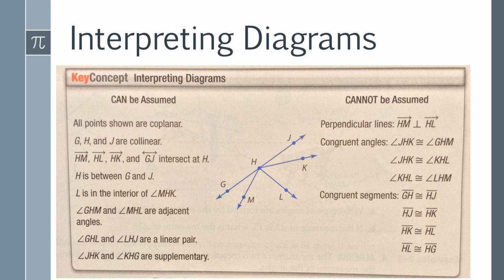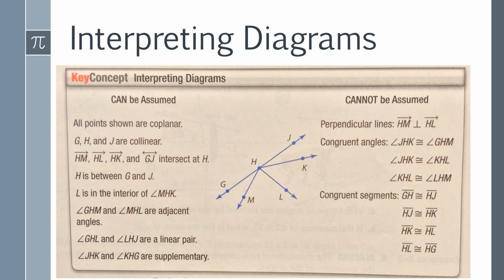We can further state that angle GHM and angle MHL are adjacent angles. We could pick any number of angles in here, but we'll pick these two. We can say angle GHL and angle LHJ are a linear pair, and because they're linear, we know they're supplementary. We can also look at angle JHK and angle KHG, and we can say those angles are supplementary.